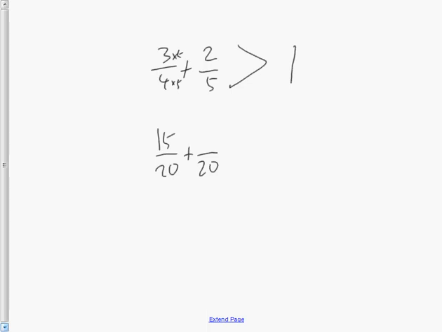Question 3 says 3/4 plus 2/5 is greater than 1. Is this true or false? Well, the first thing I have to do is add these two together. I'm going to use my common denominator of 20. The equivalent fractions are 15/20 plus 8/20. When I add 8/20 to 15/20, I will have 23/20, which is 1 and 3/20. So the whole thing adds up to be that. Is 1 and 3/20 greater than 1? Yes, it is. So the answer for question 3 is true.